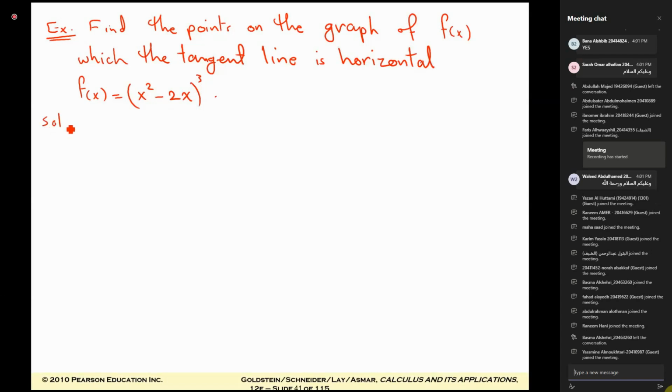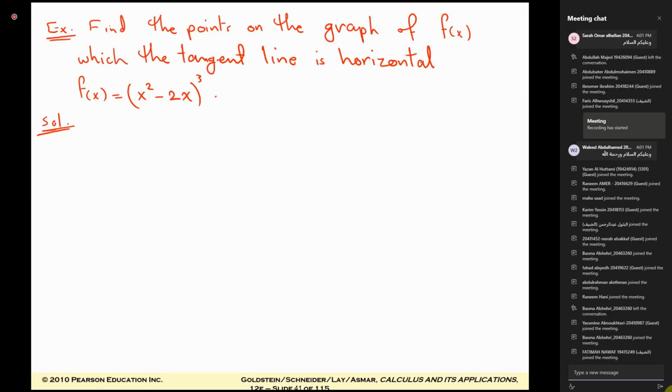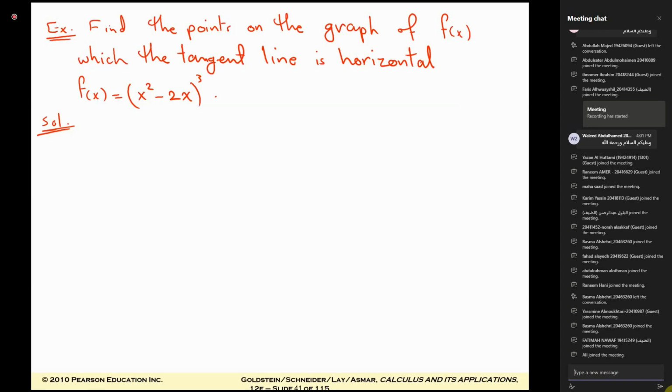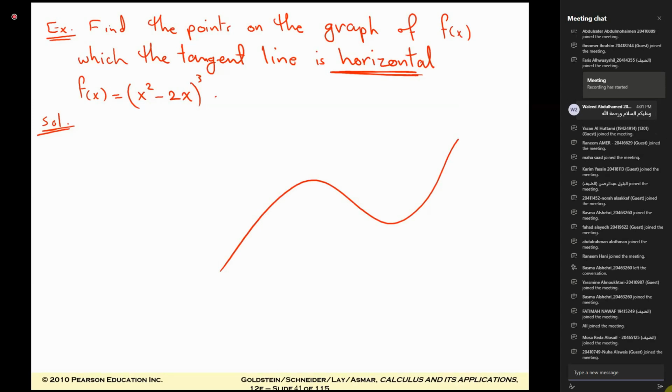Look at this example. We don't need to find the tangent line equation at some specific point like x equal 2, x equal 3, x equal 0, and so on. We need to find the points on this curve. For example, maybe in this curve we have points where the tangent line is horizontal. What is the meaning of the tangent line being horizontal?